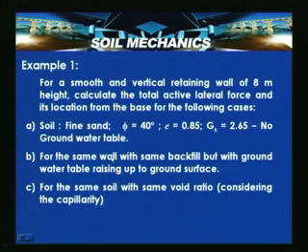And for the same soil with the same backfill but with the groundwater table rising up to the ground surface. And for the same soil with the same void ratio considering the capillarity. So we have 3 different conditions. Then we will see the influence of the groundwater table rising behind a retaining wall on the active earth pressure. That will tell us the influence of the rising groundwater table on the lateral earth pressure magnitude.